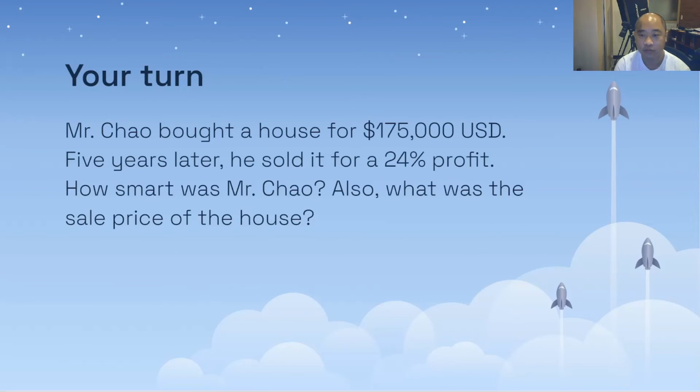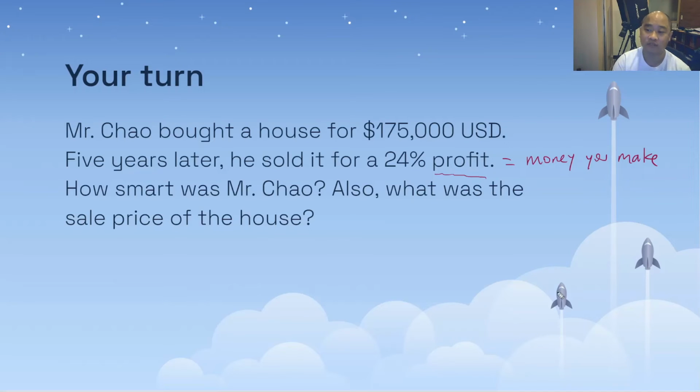Okay, your turn. So let's say that I bought a house, and 5 years later, I sold it for 24% profit. Profit is money that you make.